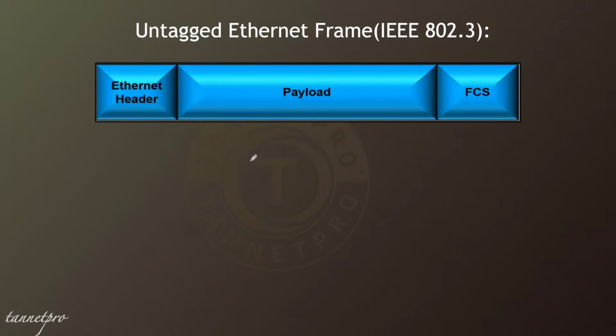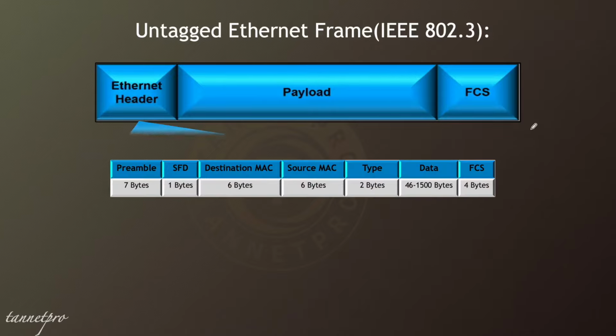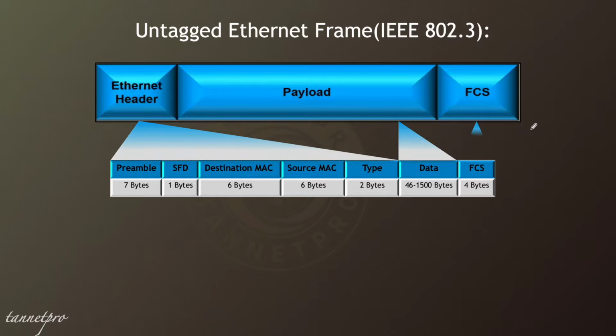Now what we can see under the Ethernet header, as we know the payload is the main data, right? So what about the Ethernet header? What we can see under the Ethernet header, let me explain over here. The Ethernet header comes with five parameters: preamble, SFD, destination MAC address, and source MAC address.